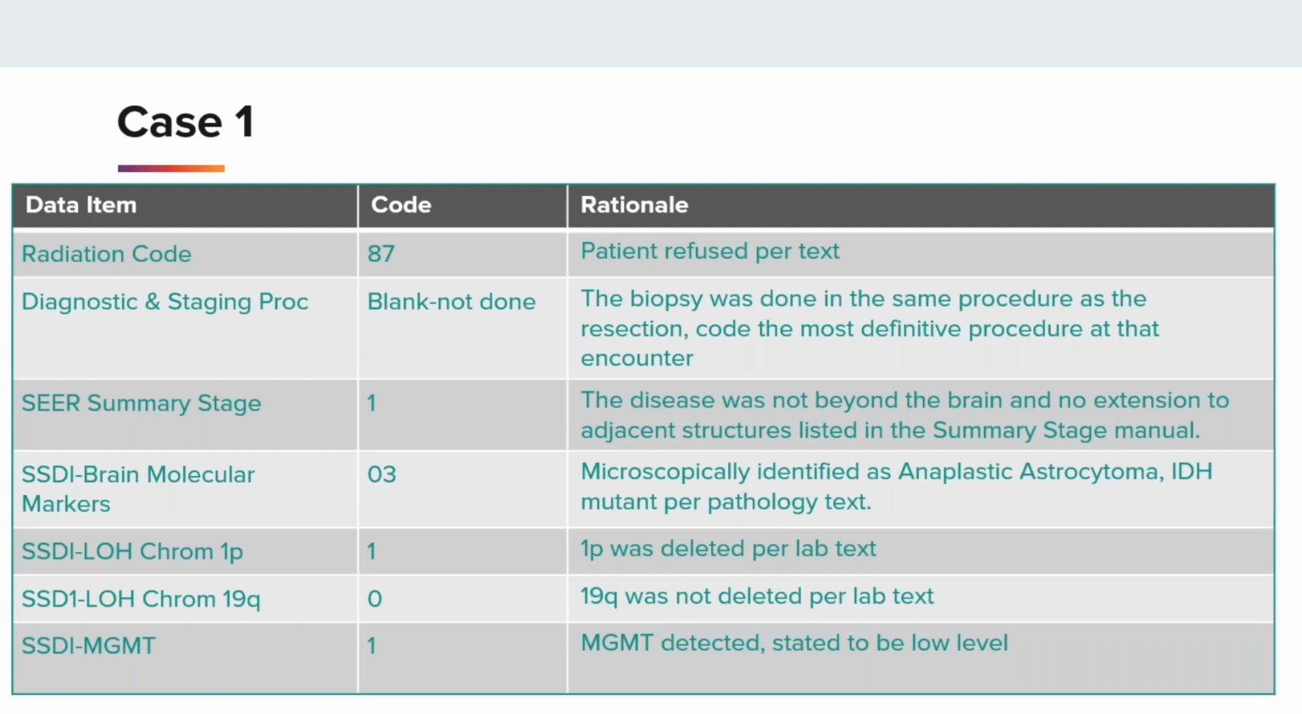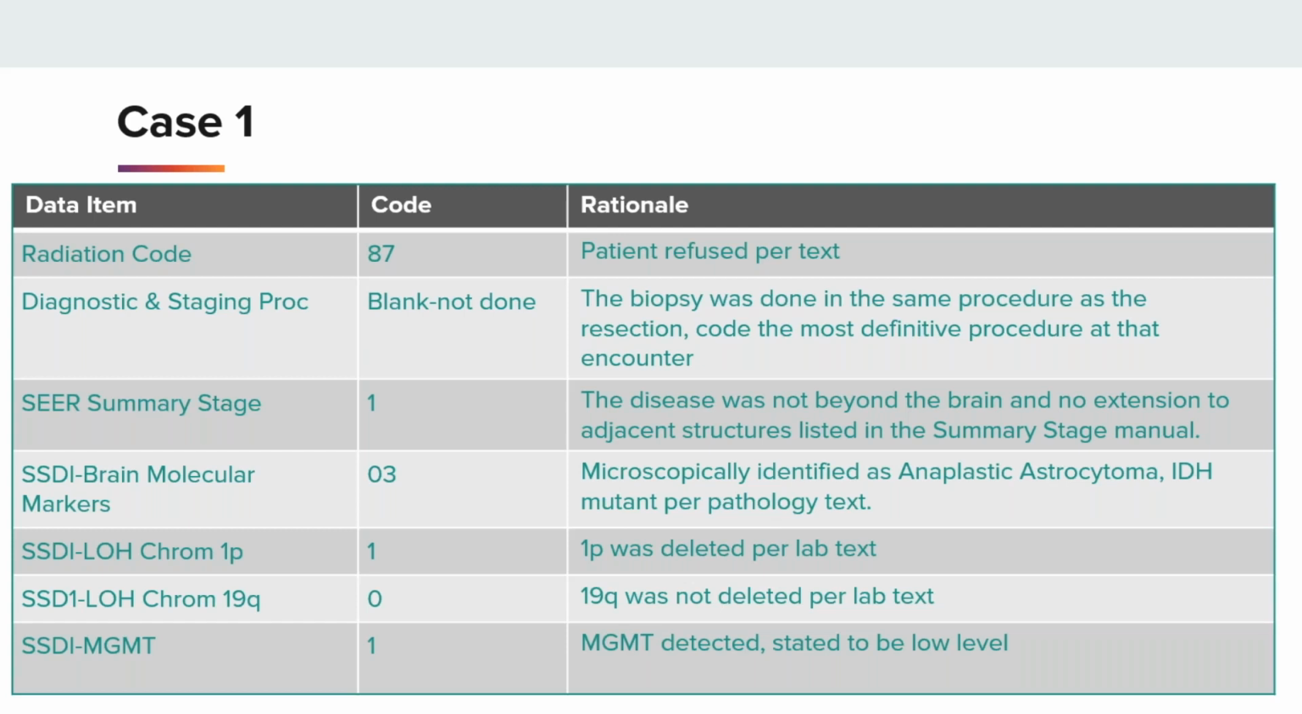And the diagnostic and staging procedure is not going to be entered. The biopsy was done in the same procedure as the resection, so we code the most definitive procedure at the encounter. And SEER summary is going to be a code 1. The disease was not beyond the brain, and no extension to adjacent structures listed in the summary stage manual. So then we have our 4 SSDI codes. The brain molecular markers is going to be a 03 because it was microscopically identified as anaplastic astrocytoma, IDH mutant per pathology text.